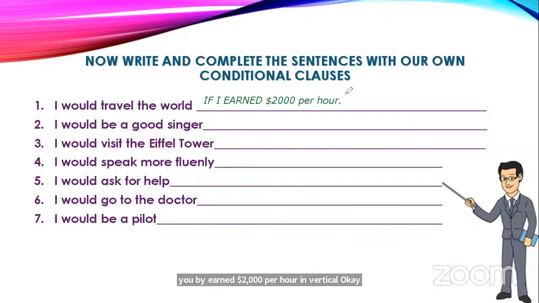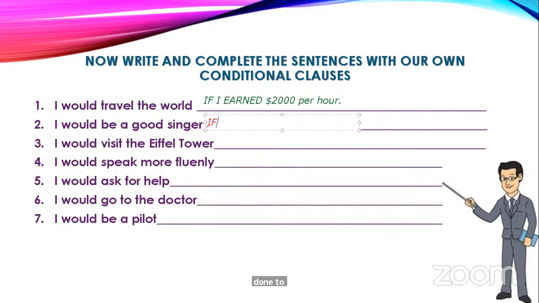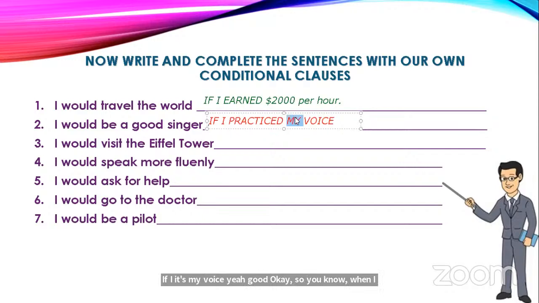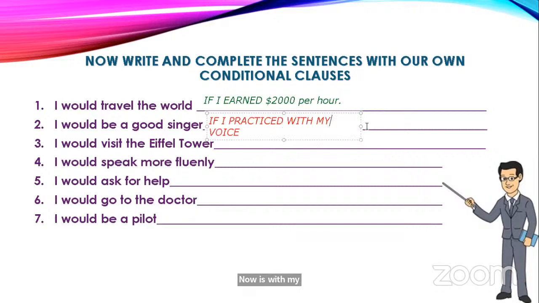Okay, what about you, Miss Cecilia? Number 2. I would be a good singer. Sería una buena cantante. ¿Cuál es su condición? If I practice it, okay, my voice. If I practice my voice, yeah, good. Okay, sería una buena cantante si practicara with my voice, ¿no? I think it's with my voice. Si practicara mi voz. Yeah, good. Thank you. That's good.